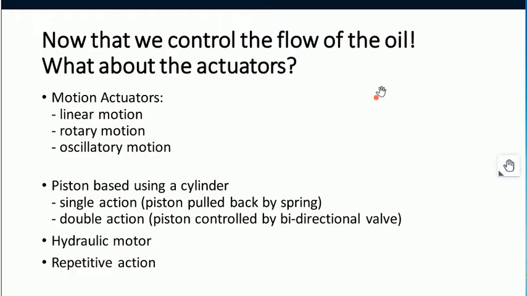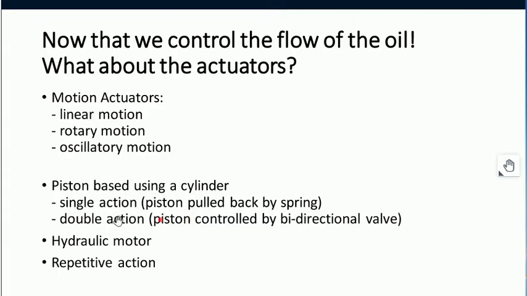This piston is controlled by a bidirectional valve. That's a valve you've seen before. We switch the valve over, and then we move the piston either to the front or to the back. And we can stop the piston movement by putting the switch in the middle position.